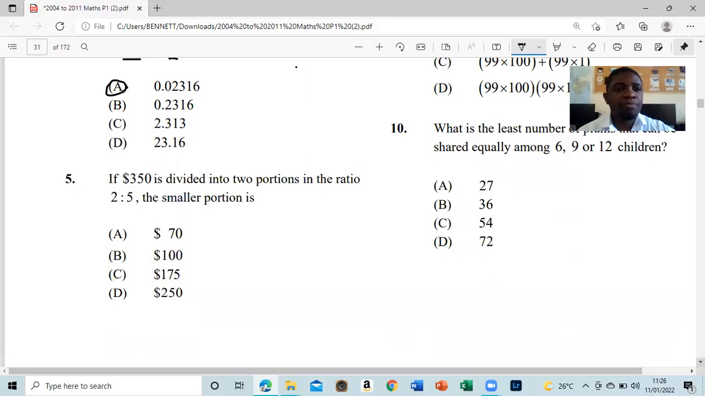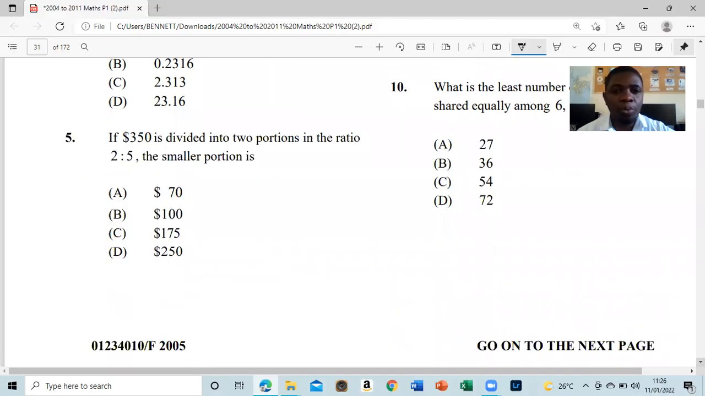Number 5. If 350 is divided into 2 portions in the ratio 2 to 5, the smaller portion is. First we need to know the total ratio. So if the ratio is 2 to 5, we simply add 2 plus 5, right? So that will give us 7. So we know the total ratio is 7. There are 2 ways we can do this, and I'm going to explain both ways.